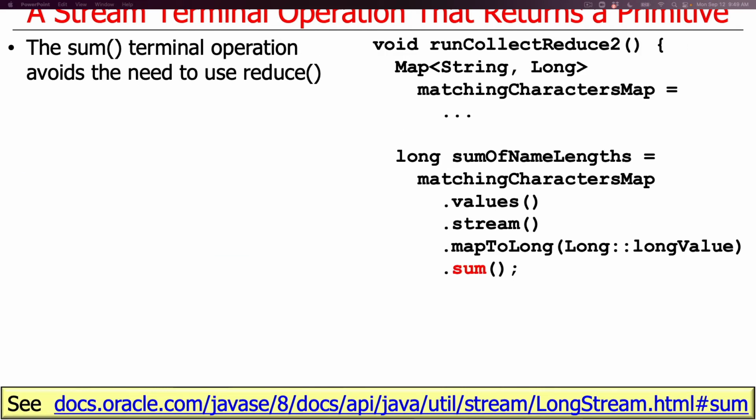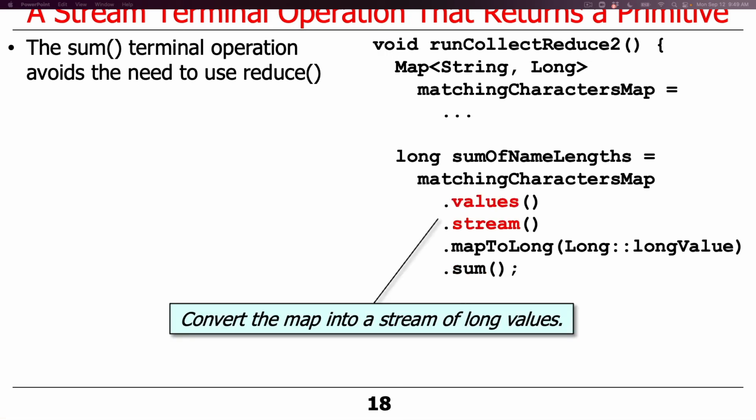Now, something else to note with the reduce operation is you can actually get around the need to use it if the elements that you're trying to reduce happen to be primitive values. So for instance, here we're going to use the sum terminal operation, which basically is reduce, but it's a shorthand if what you're dealing with are primitive types. So here's how this works. We convert the map into a stream of long values by using the .values factory method followed by the .stream operator, which is a factory method, of course.